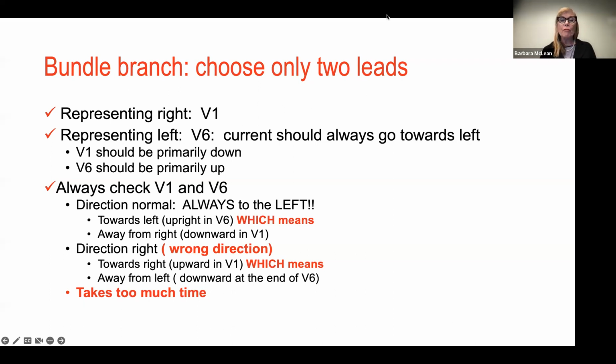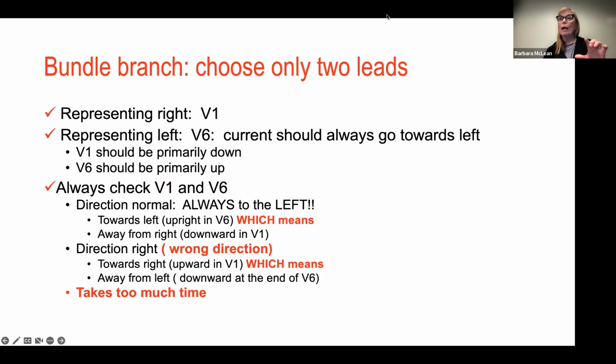Okay, if the current is primarily towards V1, which means current is going to the right, that is the wrong direction. So if the current is going primarily to the right in your V1 lead, it will be primarily upright. This will indicate to you the possibility that it's a right bundle branch block, current to the right, and terminally the current not going to the left.